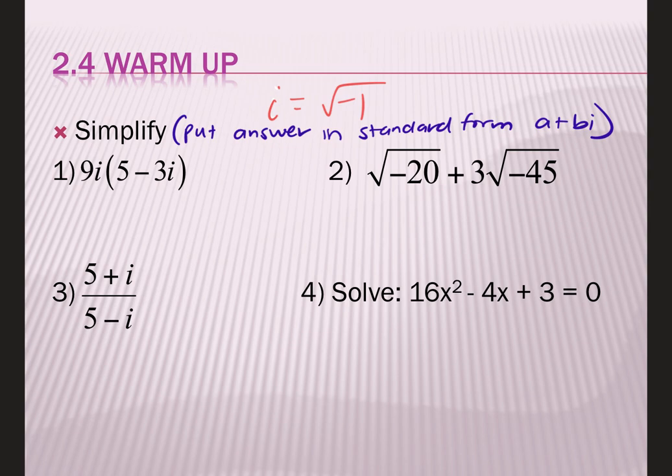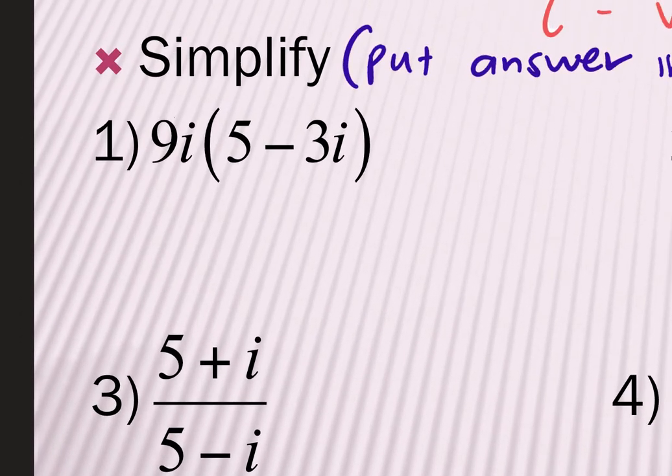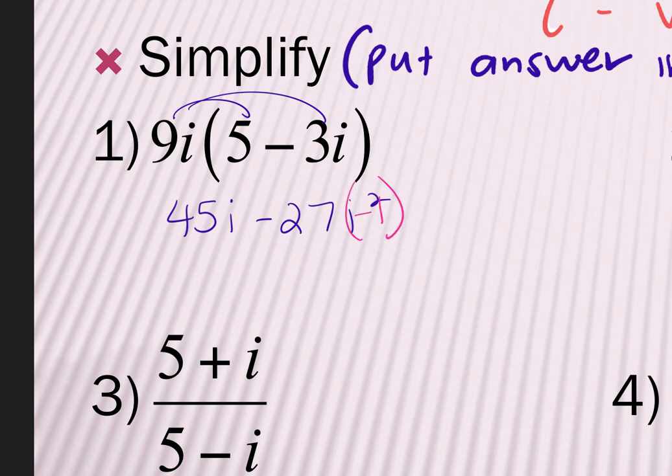So with something like number 1, you can simply just take that 9i and distribute it. So 9i times 5 is 45i. 9i times -3i is -27i squared. And then you never want to leave i to a higher power than 1 in your answer. You're going to immediately grab that i squared, replace it with a -1, and then I get 45i plus 27, and I rearrange it so that the i comes last, so it'd be 27 plus 45i.